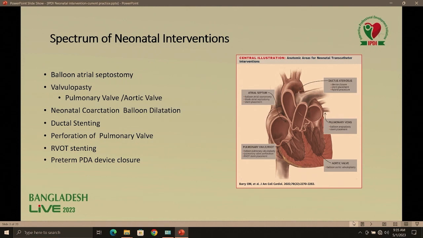Spectrum of neonatal intervention: 1. Balloon atrial septostomy, 2. Valvuloplasty: pulmonary valve, aortic valve, 3. Neonatal coarctation balloon dilatation, 4. Ductal stenting, 5. Perforation of pulmonary valve, 6. RVOT stenting, 7. Preterm PDA device closure.